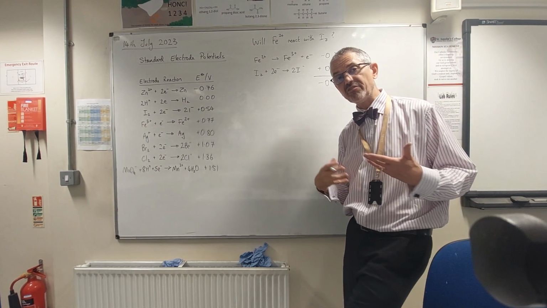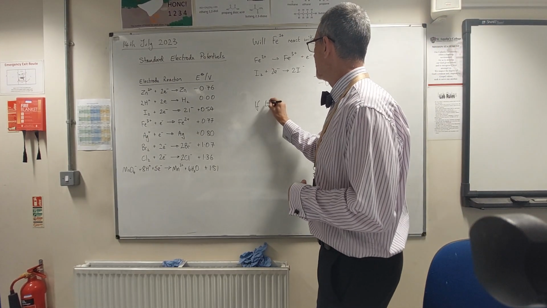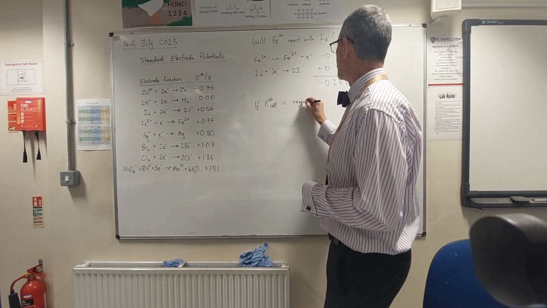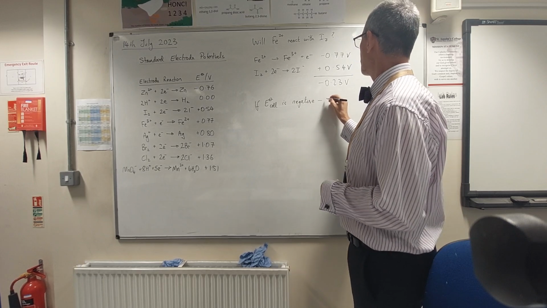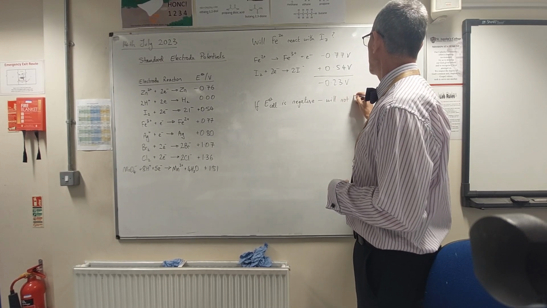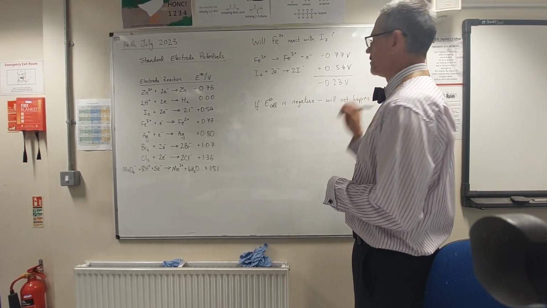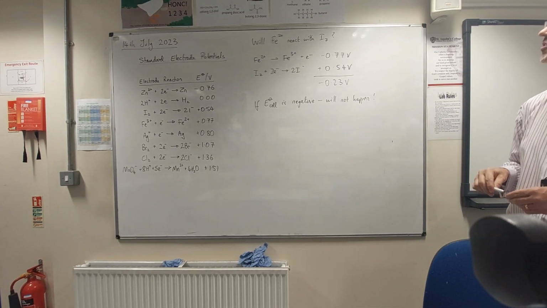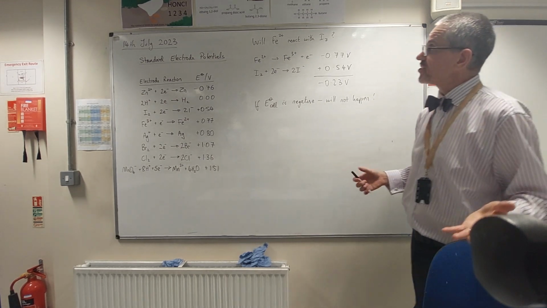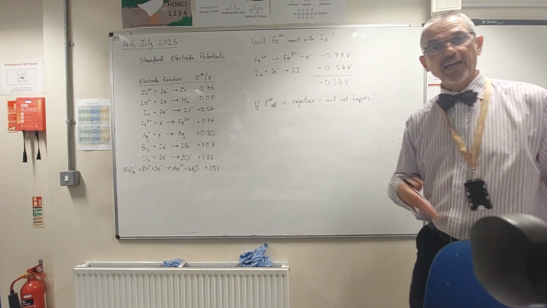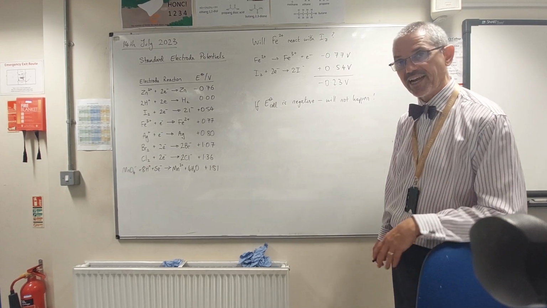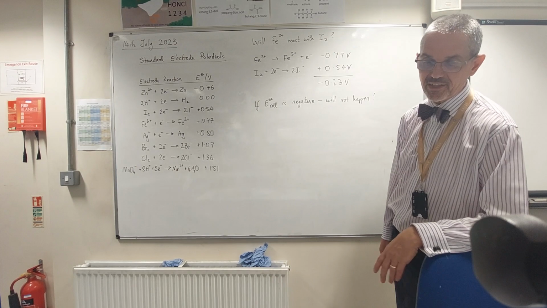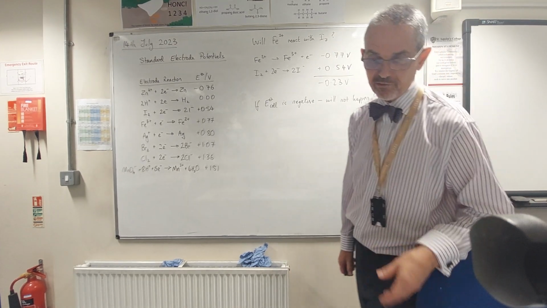And remember, the rule is if the E0 for the cell is negative, the reaction will not happen. End of. The reaction will not happen. So the answer is no. Iron 2 plus solution and iodine solution would not create any kind of reaction. Okay, so that's handy in itself.